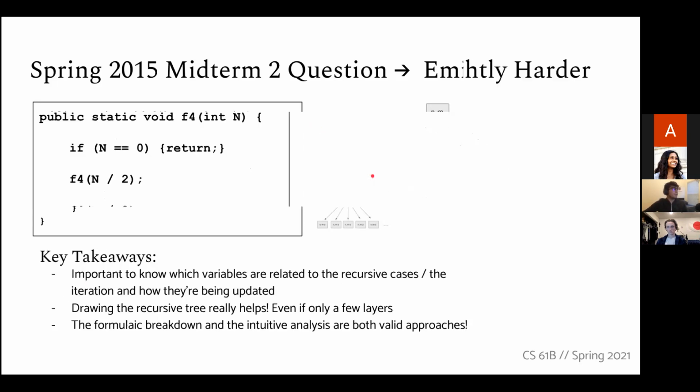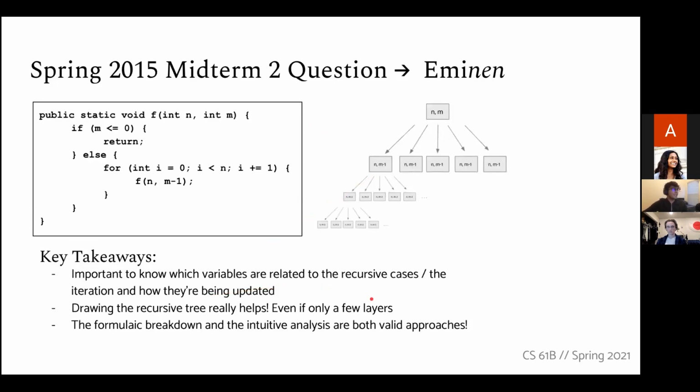But for the last question, some quick key takeaways. It's important to know which variables are related to the recursive case and the iteration. Here, even though it might have looked like 2, they had different purposes. N was for the iteration, M was for the recursion, so that helped. Drawing the recursive tree does help. It doesn't have to be neat, but even just drawing 2 layers, you can see the pattern. And the formulaic breakdown and the intuitive analysis are both valid approaches.